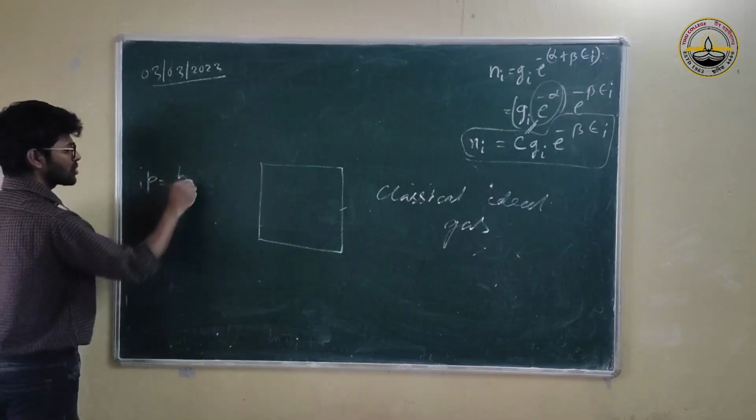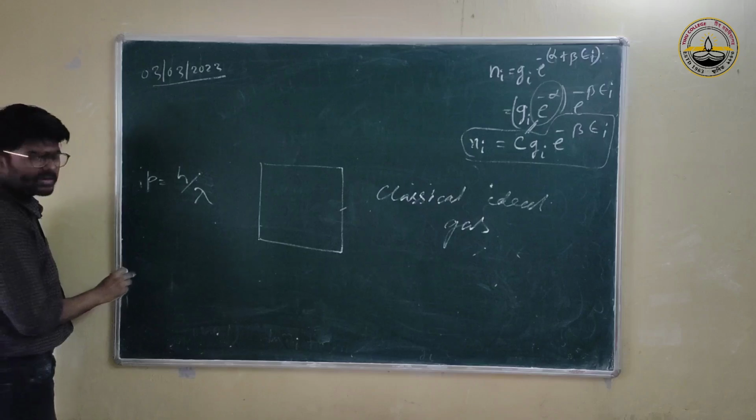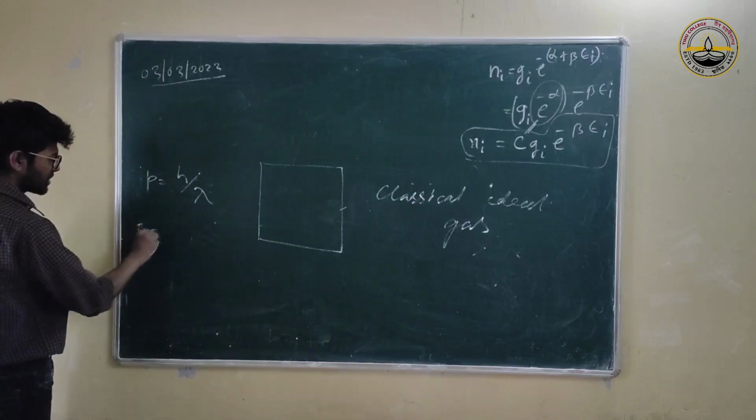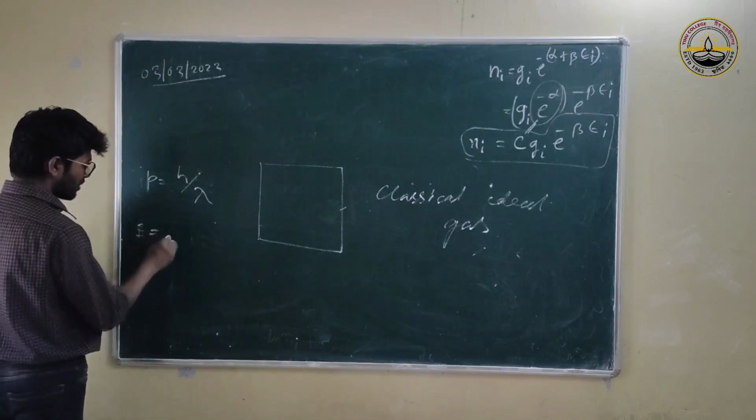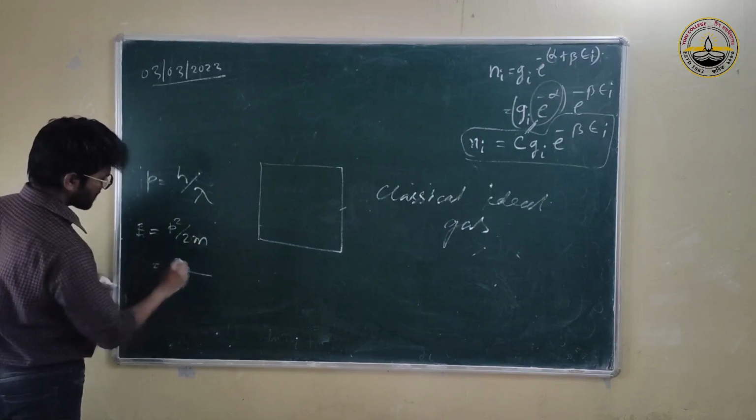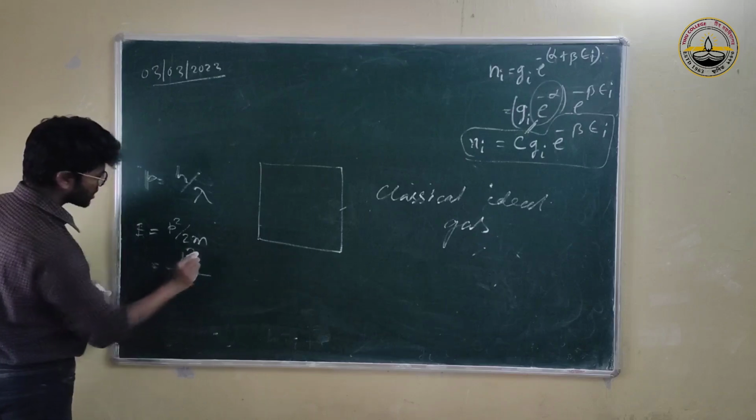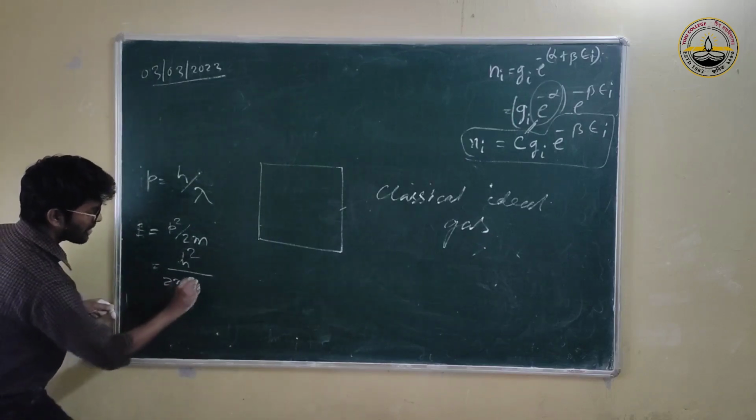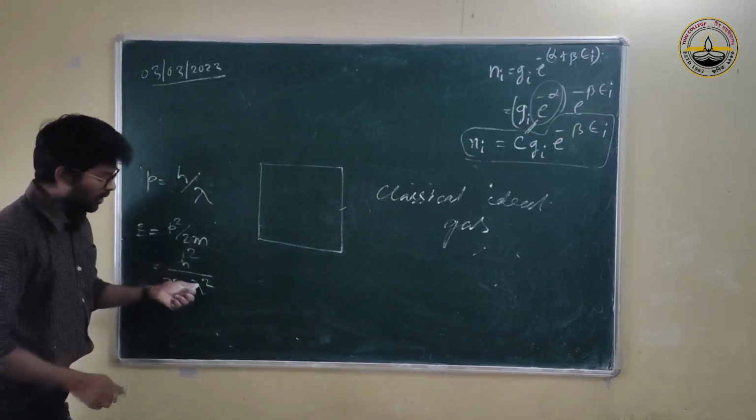P equals h over lambda, right? Then energy is classic non-relativistic, so p squared over 2m. So p squared over 2m means h squared over 2m lambda squared. And what is lambda?